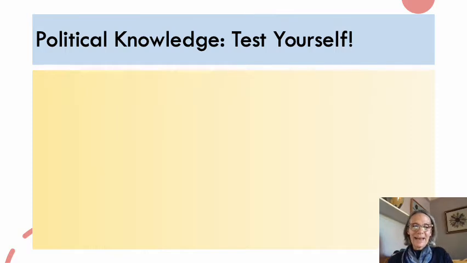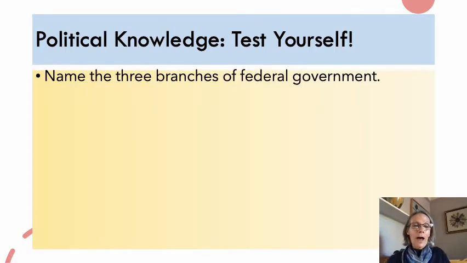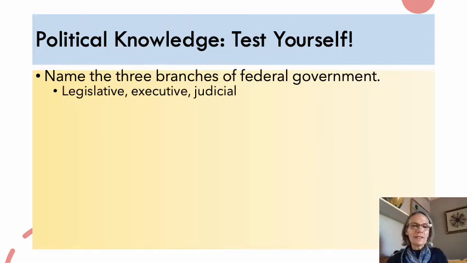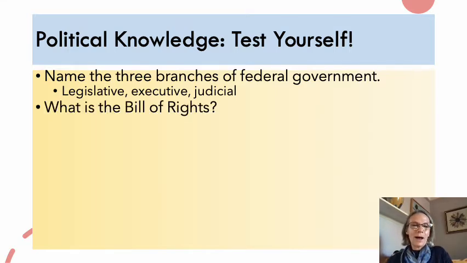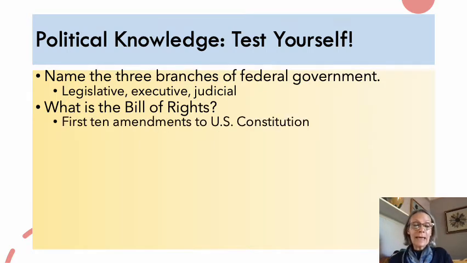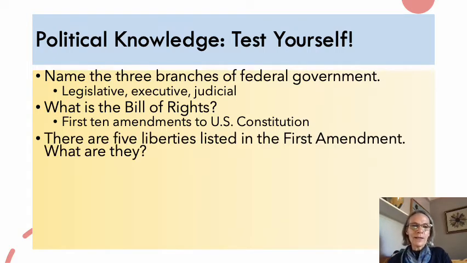Hey, welcome back. So how did you do? Well, can you name the 3 branches of the federal government? They are the legislative, executive, and judicial branch. Those are the 3 branches in the United States government. What is the Bill of Rights? Well, the Bill of Rights are the first 10 amendments to the United States Constitution. That's what we call the Bill of Rights. There are 27 amendments to the Constitution, and the first 10 were added soon after the Constitution was ratified. We'll learn more about that this semester.